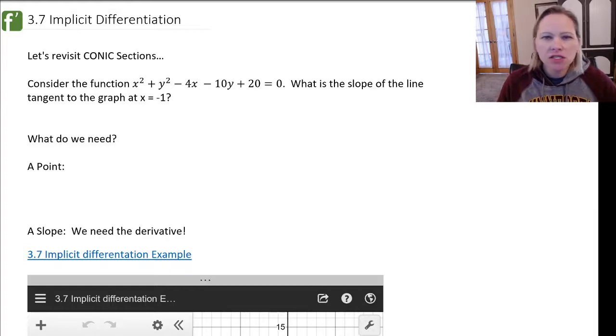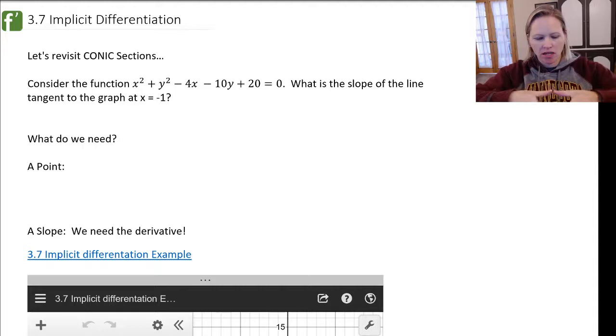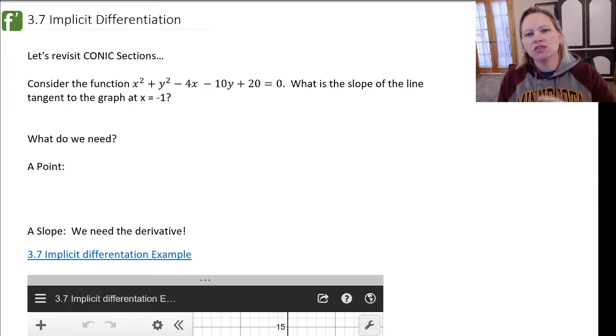So let's revisit something called a conic section. Conic sections are things that you get when you take a cone, so picture in your mind a three-dimensional party hat, like the cone-shaped party hats. And if you take that cone and you slice it in different ways, sometimes we'll slice it parallel to the base, sometimes we'll slice it at an angle. Depending on how you slice it, you end with a conic section. You can end with a circle, an ellipse, a parabola, or a hyperbola.